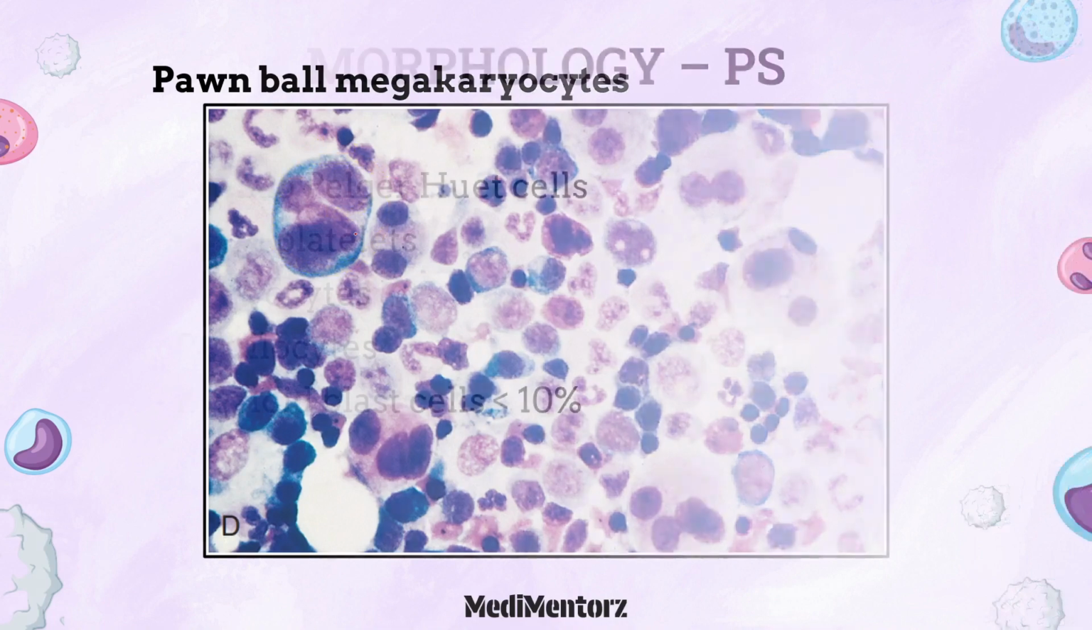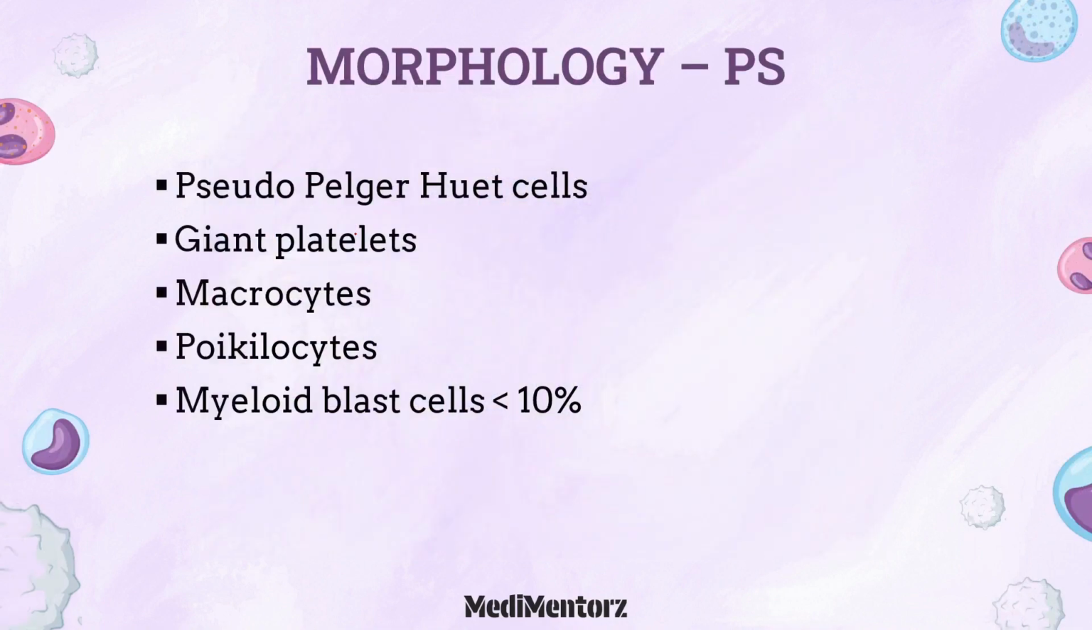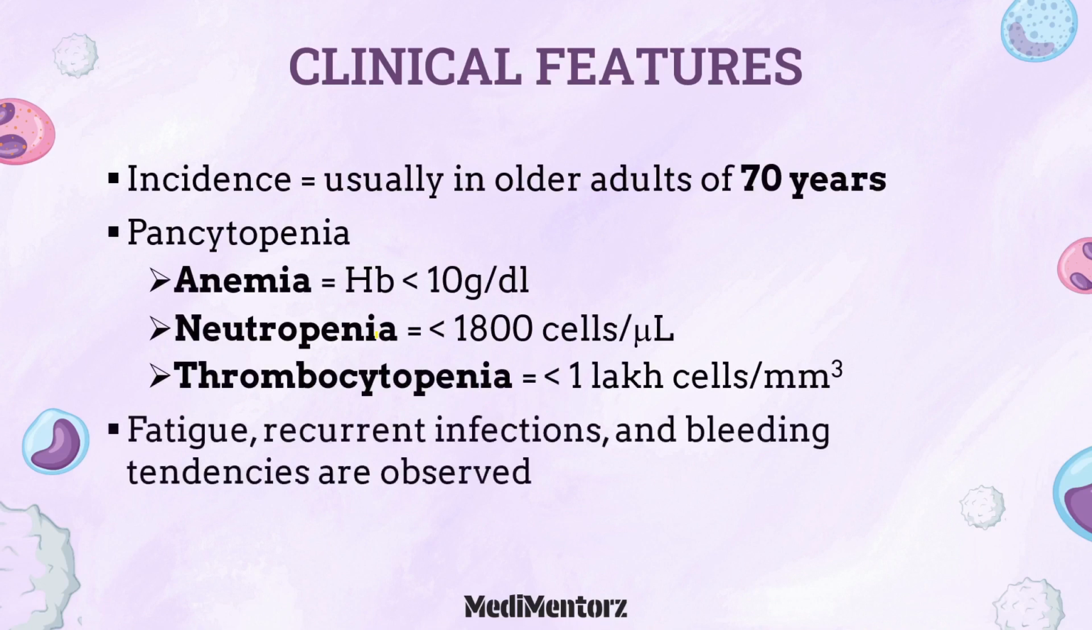Next, morphology with respect to the peripheral blood picture. The peripheral blood picture shows presence of pseudo-Pelger-Huet cells, giant platelets, macrocytes, which are nothing but the large red blood cells, poikilocytes, which refers to presence of abnormal shaped RBCs, and also presence of myeloid blast cells, which are less than 10%. Next, the clinical features of the myelodysplastic syndrome.